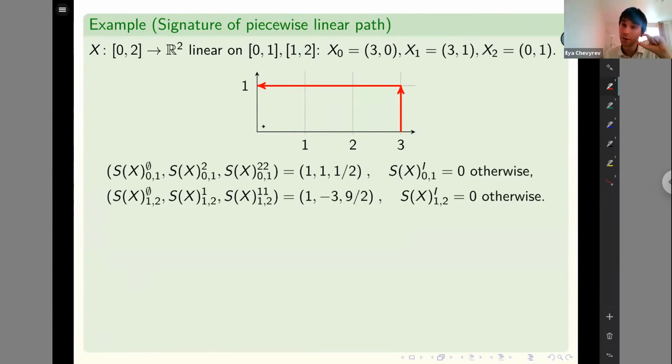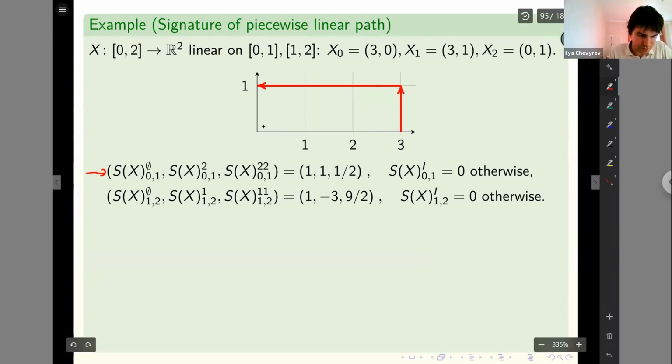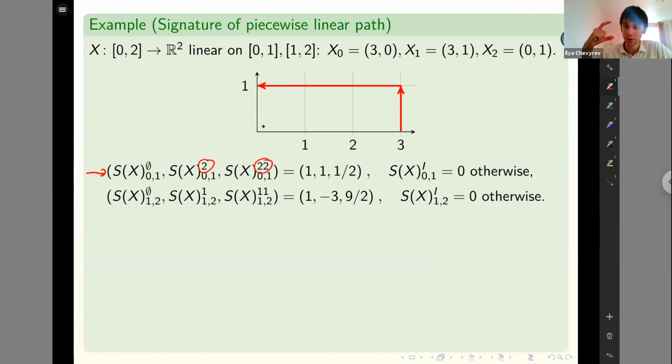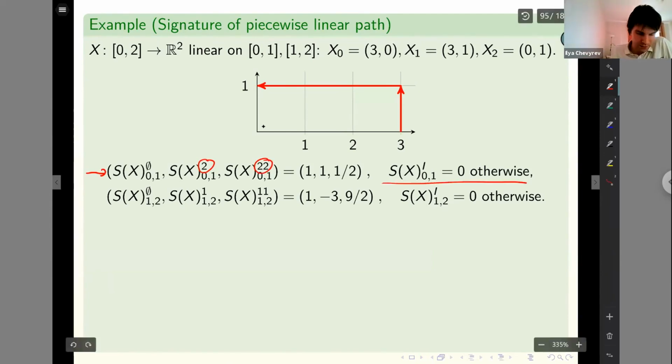We would like to compute the signature first over the time interval 0,1. This we already saw how to do. Over the time interval 0,1, this is just a straight line, so we saw that this was given by essentially the polynomials of the increment. If we work it out, the only non-zero terms are given by the empty word, the word 2, and the word 2,2, because the increment is only in the direction x2, so only in the y direction, and it's 0 otherwise.